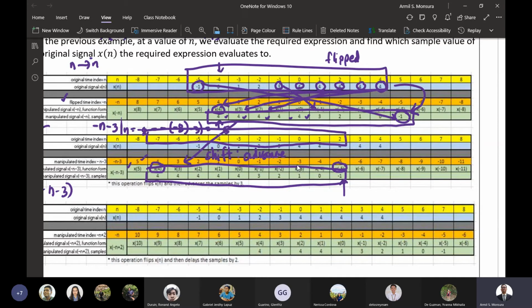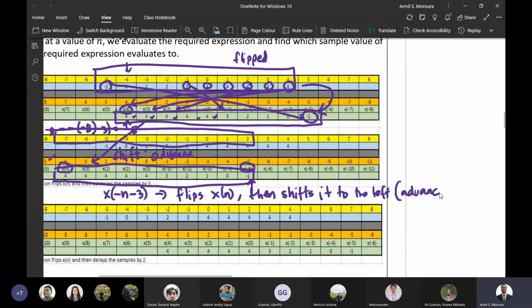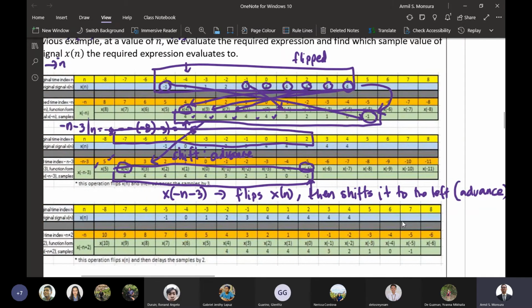Okay? So, ibig sabihin, yung x of -n minus 3 flips your signal, flips x of n, then shifts it to the left. So, yung shifting to the left nga is advancing or signal advance. So, flip and advance yun nangyari dun sa x of -n minus 3. Naintindihan?